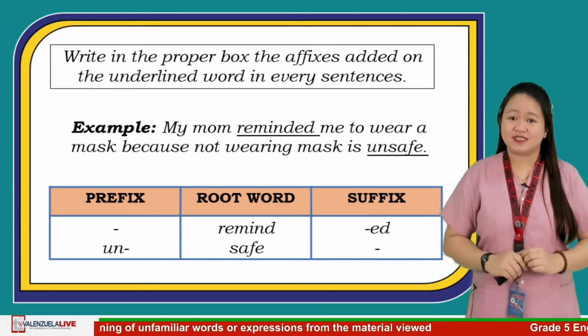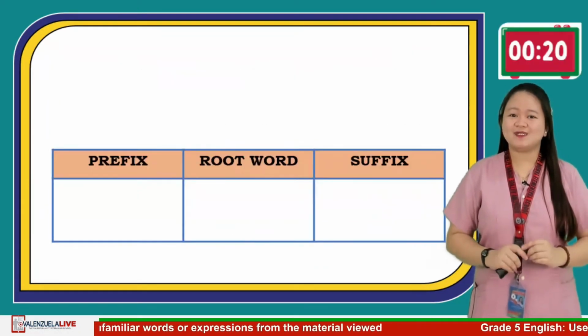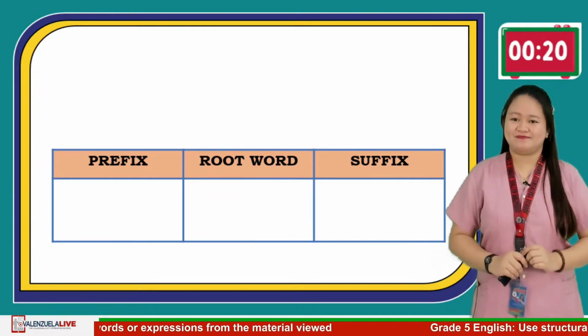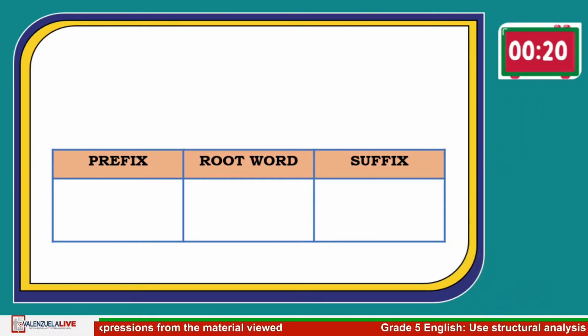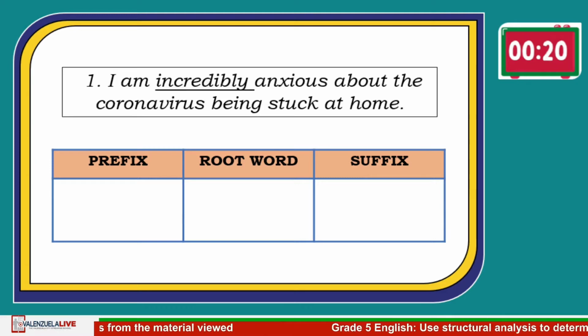Now, do you understand? Let's start with number 1. Number 1: I am incredibly anxious about the coronavirus, being stuck at home.